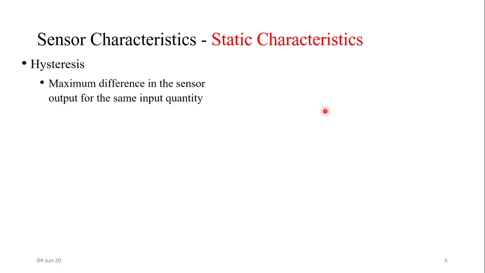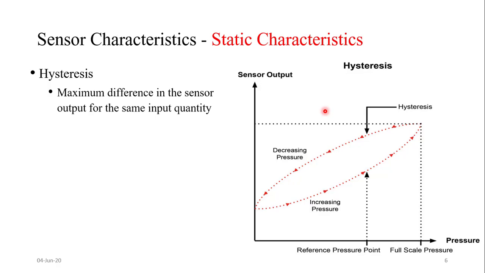Then we have the next property, which is hysteresis. Hysteresis says that it is the maximum difference in the sensor output for the same input quantity. For example, you keep the same input every time, and your output is changing. In this case, you are increasing the pressure, but when you decrease the pressure, it follows another path. When you are slowly increasing the pressure, the output, when you take it back, gives you different values. The difference between these two pressures is called your hysteresis.